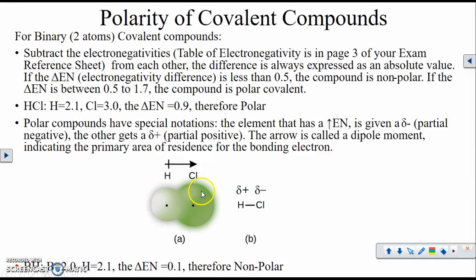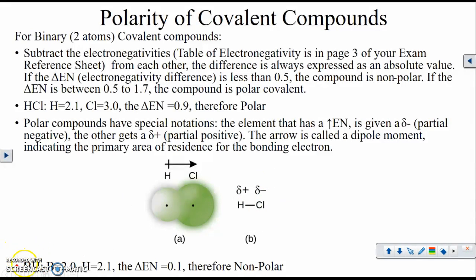This big cloud basically tells you that this atom has more electrons most of the time, because the shared electron is more on the chlorine side than the hydrogen side. There's also an arrow that's always drawn towards the more electronegative element, and that's called the dipole moment. Dipole means two poles: something positive is one pole and something negative is the other pole.